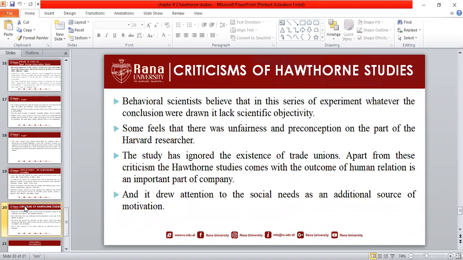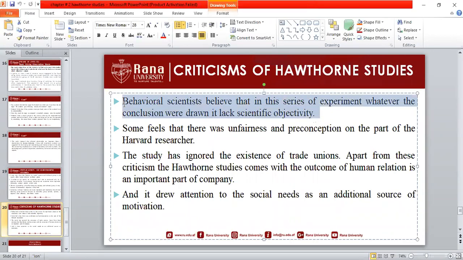Criticisms of the Hawthorne studies: when critics criticize the Hawthorne studies, they say that behavioral scientists believe. Behavioral scientists are the researchers of human behavior, of understanding the behavior of people. They believe that in the series of experiments, whatever the conclusions drawn, there is a lack of scientific objectivity.